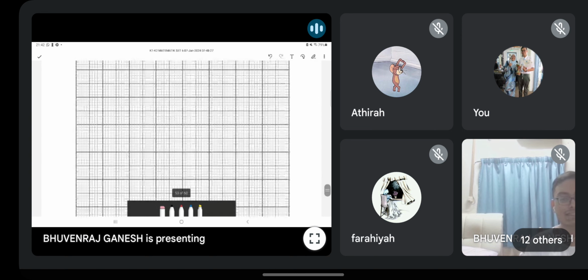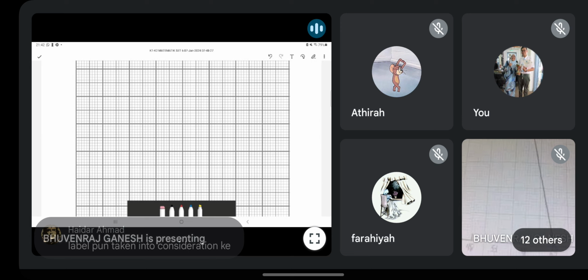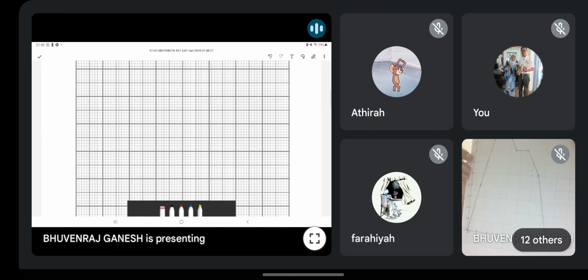So graph. You guys can draw, right? Kamu semua boleh lukis kan? Tak ada masalah kan? Nanti saya hantar dalam group. Okay, tak apa. Boleh lihat tak kat sini? Kalau saya tunjuk macam ni. You all can see, right? Macam mana paksi, macam mana skala saya. This is the scale that you must use.